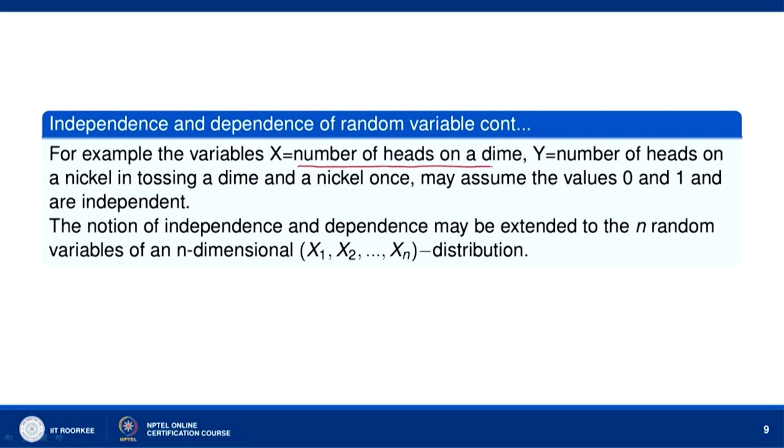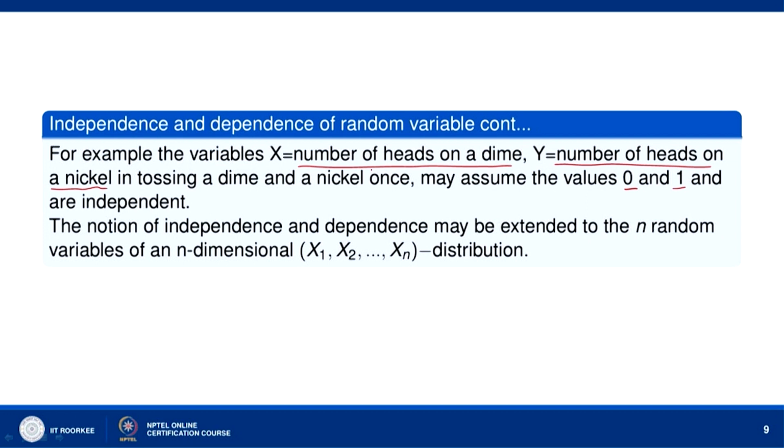For example, you consider the case of random variables x and y, where x denotes the number of heads on a dime, and y denotes the number of heads on a nickel. Then when you toss a dime and a nickel, x denotes the number of heads on the dime and y the number of heads on the nickel, then they will assume values 0 and 1. And so, they are independent. The notion of independence and dependence may be extended to n random variables of an n dimensional distribution. In a similar manner, we can extend it.